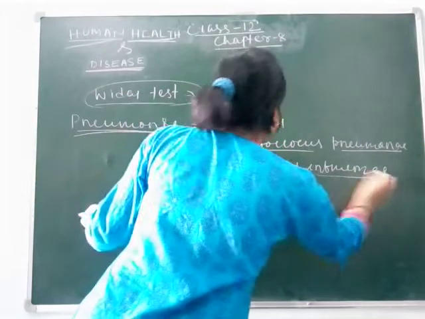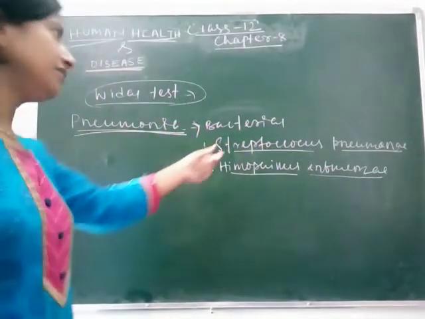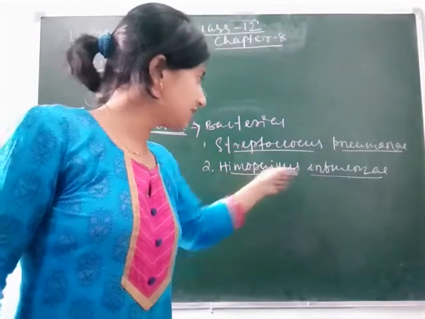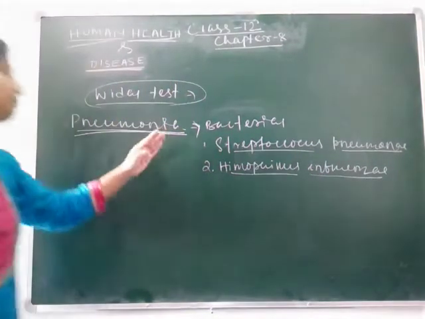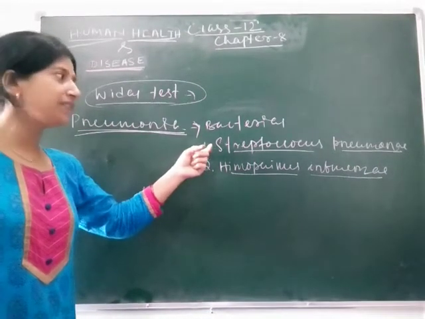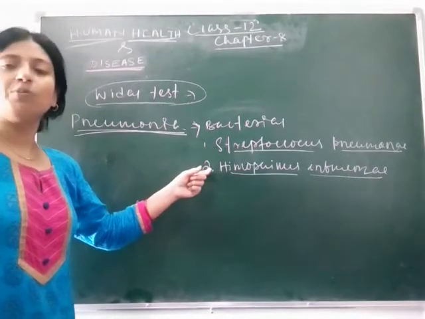As you know, we are writing the biological name, so I underline below this genus and species, here also genus and species. So remember the names of the bacteria responsible for causing pneumonia: one is Streptococcus pneumoniae and another is Haemophilus influenzae.